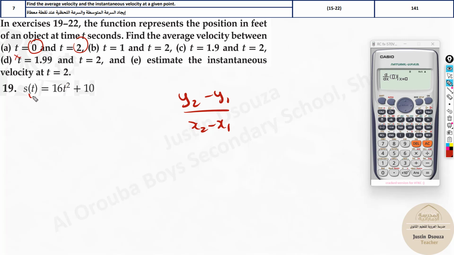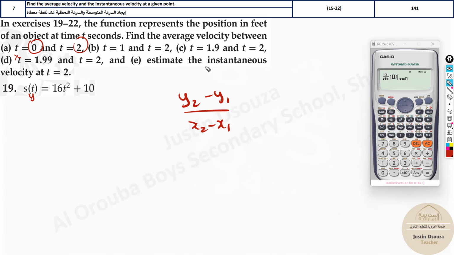Find the y value by substituting over here, and then substitute the required values over here and find the velocity. I will do it in a while, but I just want to make one thing clear. Using this formula, you get the velocity because this is the slope formula. Derivative is basically finding the slope of the tangent line.